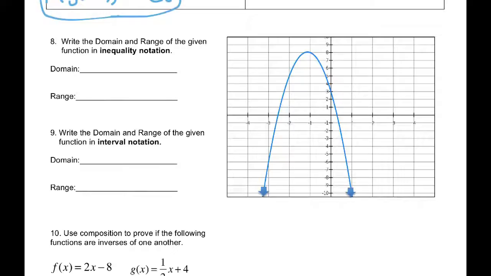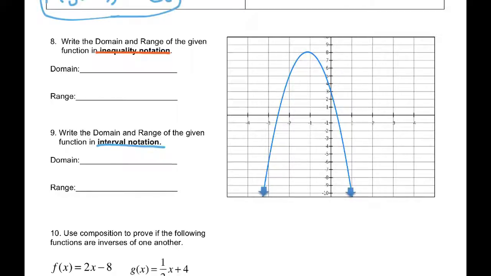All right, so 8 and 9 are for this graph here that we see to the right, and this is our domain and range, and these are our different notations. So we need to pay attention. Number 8 is inequality notation, right, with our inequality signs, and then number 9 is going to be interval notation. That's the one with parentheses or brackets. All right, so number 8, domain and range.